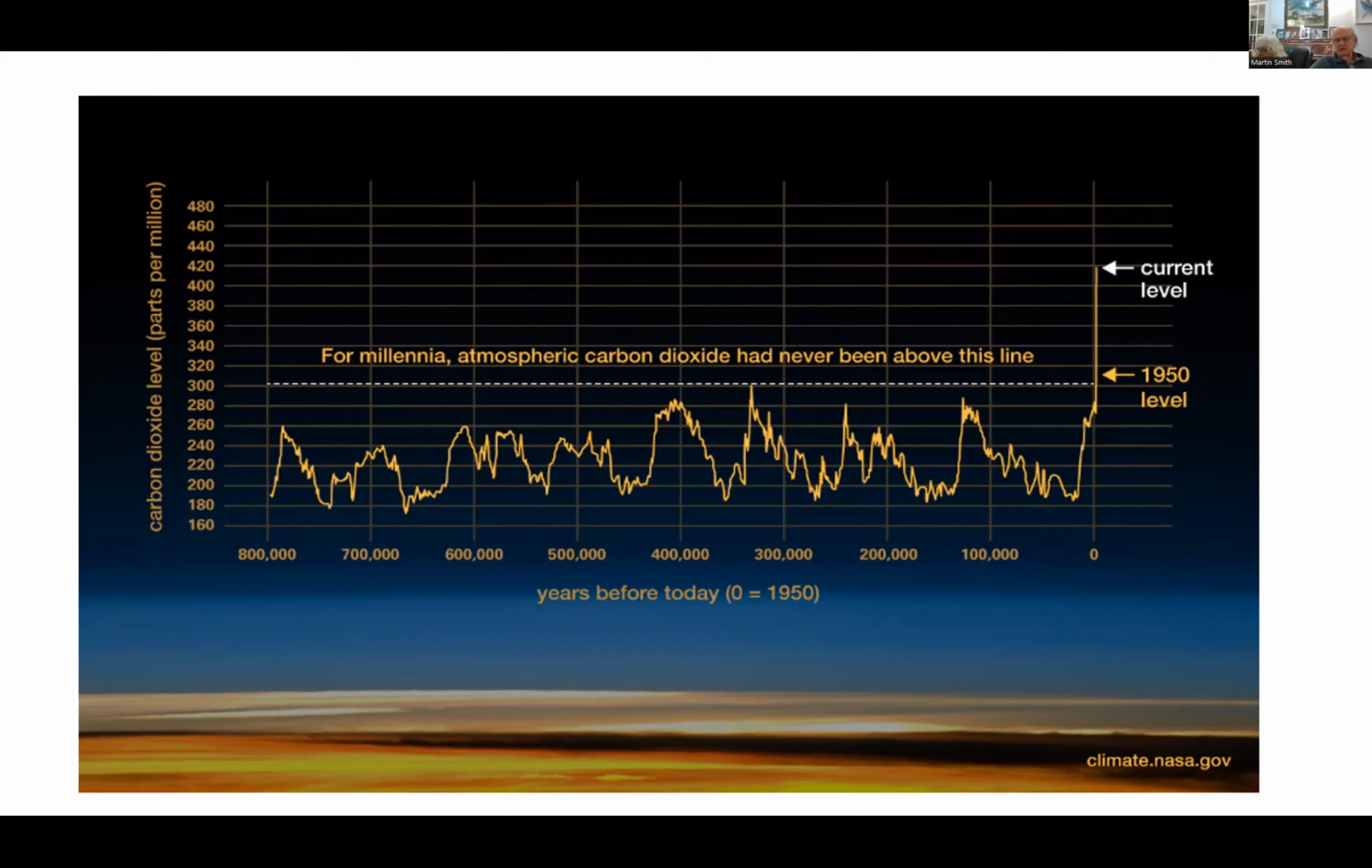Now, the point of this slide is that right on the right-hand margin, really beginning in 1750, we all know about how rapidly things can increase. From 1950, the CO2 level is going absolutely crazy. So it's exactly the same way that COVID multiplied.